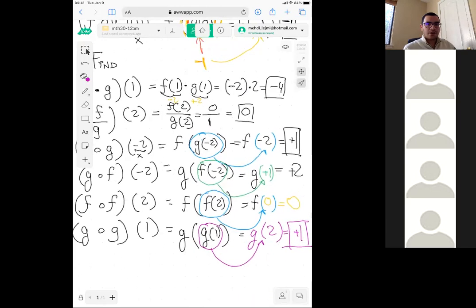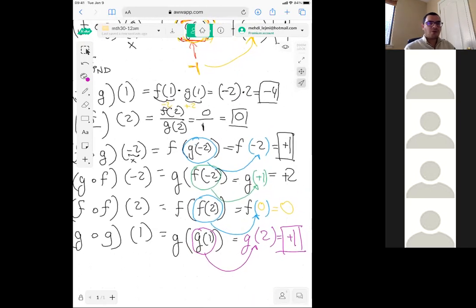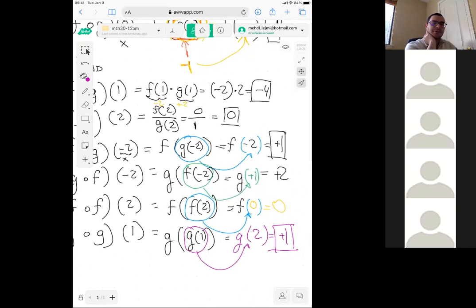Right? So, any question, guys, how I got these numbers or any of them? All right, so there's no question. Good. Very good. So that's how we use graphs to find this composition of functions.